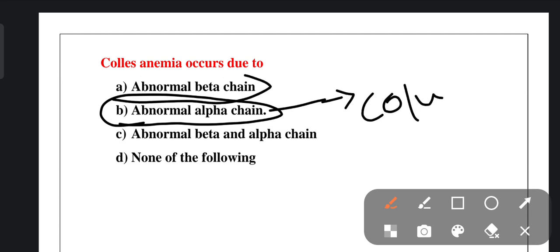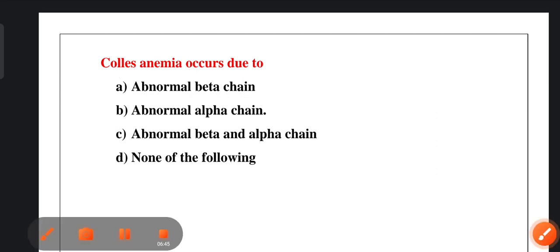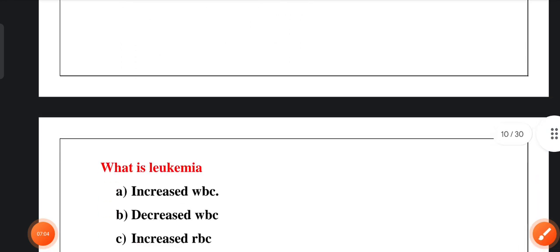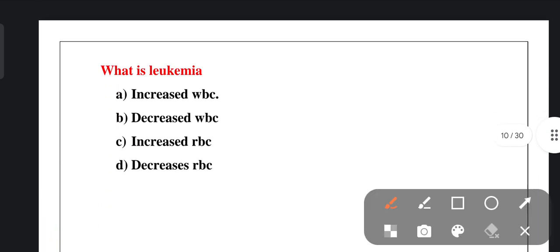When the person has abnormal beta chain, it is called sickle cell anemia. So in the case of beta chain, there is sickle cell anemia. In the case of alpha chain, there is Cooley's anemia. So the next question is, what is leukemia?